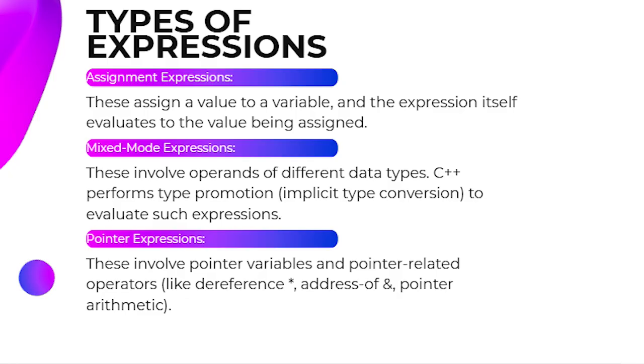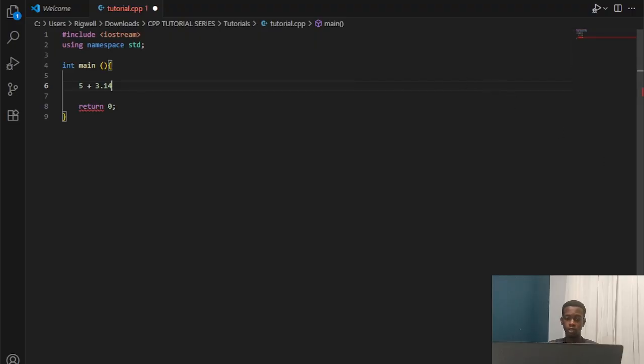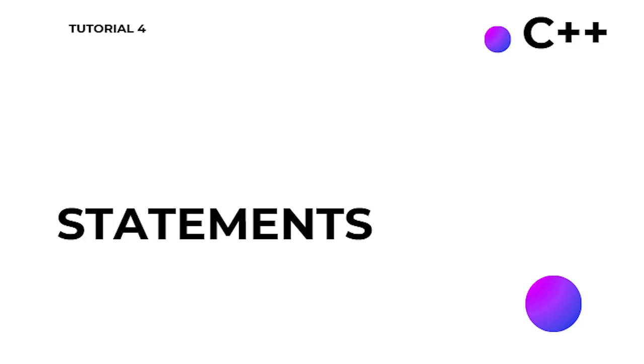The pointer expression involves the pointer variable and pointer-related operands, like dereferencing and addressing, which we learned in our previous episode of C++ programming. Those are basically expressions used in C++. Now, speaking of statements, which is our next subtopic.